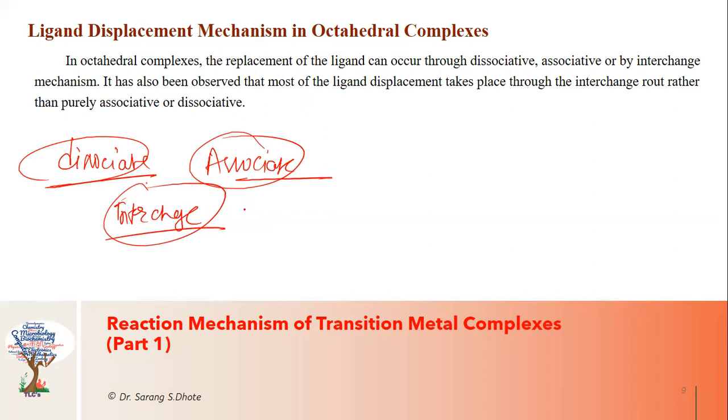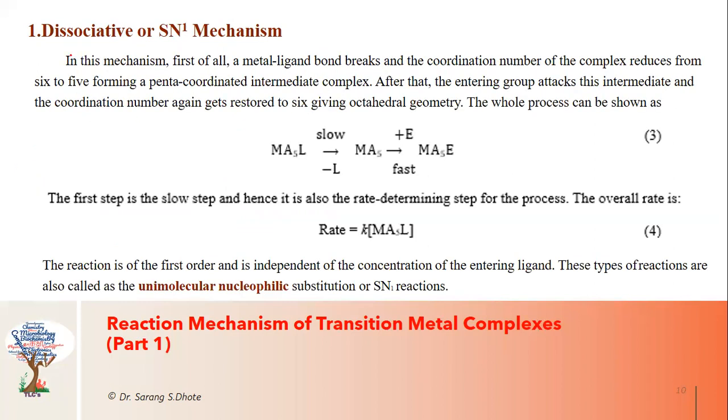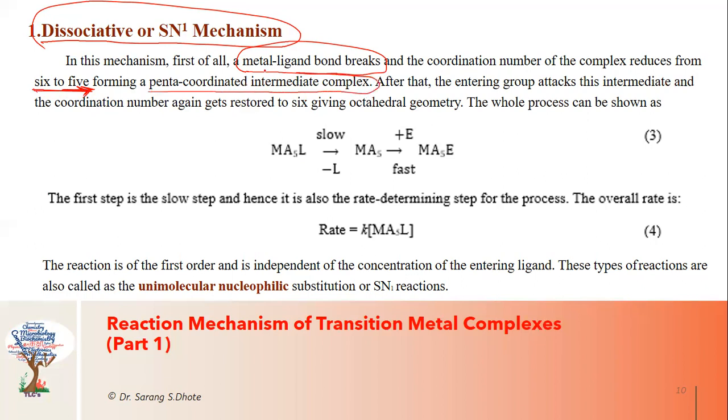associative or dissociative. Let's consider the first example, that is a dissociative type, that is the SN1 mechanism. In this mechanism, क्या होता है? सबसे पहले मेटल और लिगेंड के बीच का बॉन्ड ब्रेक होगा, so that कोऑर्डिनेशन नंबर होगा जो कॉम्प्लेक्सेस का it reduces from 6 to 5. Because we are going to discuss the octahedral complexes, the coordination number is 6. As soon as one metal-ligand bond is broken, the coordination number decreases. Now the coordination number is 5, so the geometry is also a penta-coordinated intermediate complex.